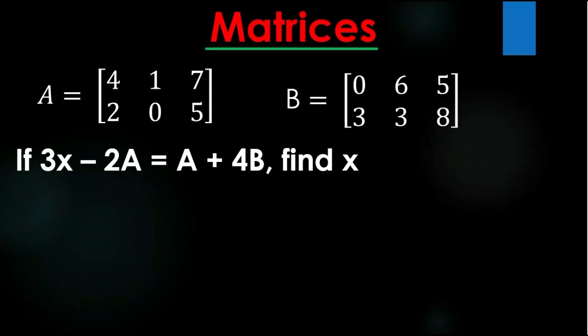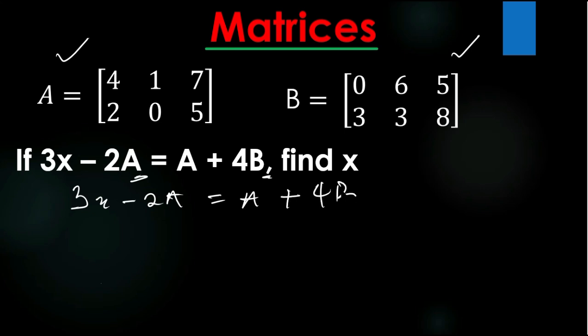I saw this question and I want to share it with you, my audience. The question wants us to solve for x in this equation, but bear in mind that A and B are matrices. That's matrix A and we have matrix B. But first and foremost, let's solve this equation for x: 3x minus 2A is equal to A plus 4B.